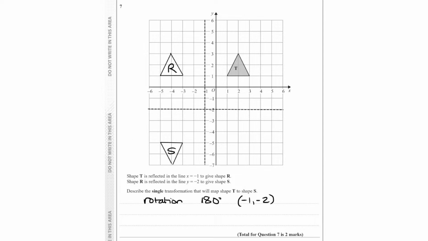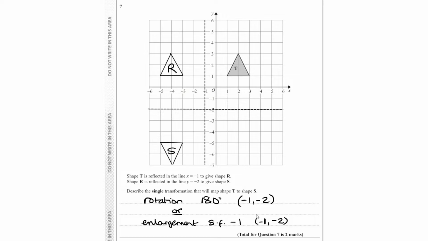Now, you can actually say something different. The other option is you could say an enlargement. I know it's not changed size, that's fine. You could say an enlargement because the fact that it's flipped, it's not only upside down, it's also in the opposite quadrant, isn't it? So your scale factor would be -1. It's not changed size, it's still the same size, so multiply it by 1. But it's a negative, isn't it? That's what happens in a negative scale factor. Again, you'd have to say the center of enlargement, which is actually the same thing, so that's fine. So either of those.